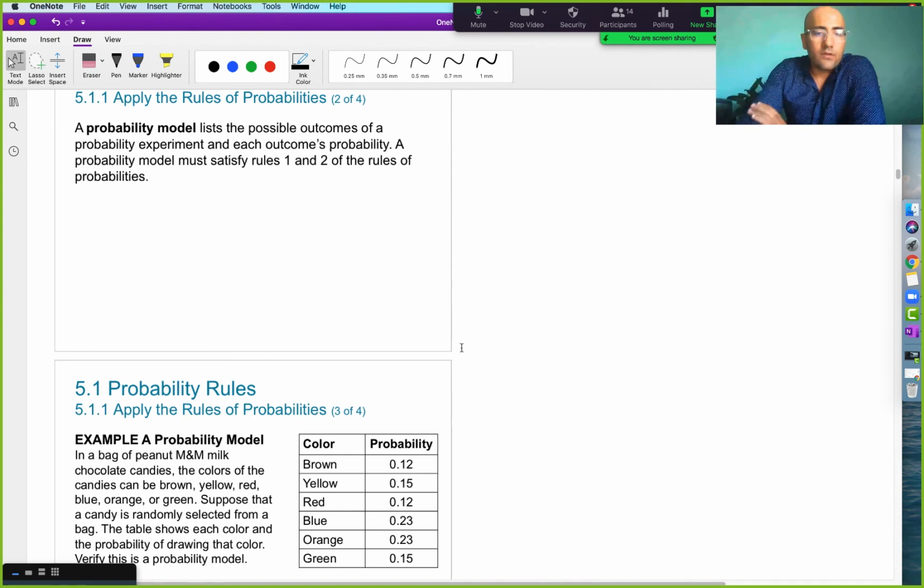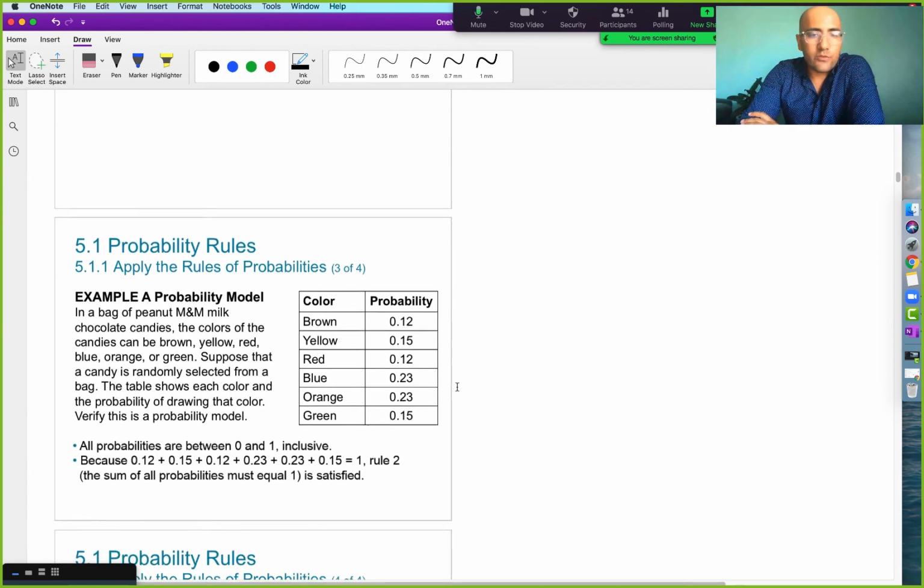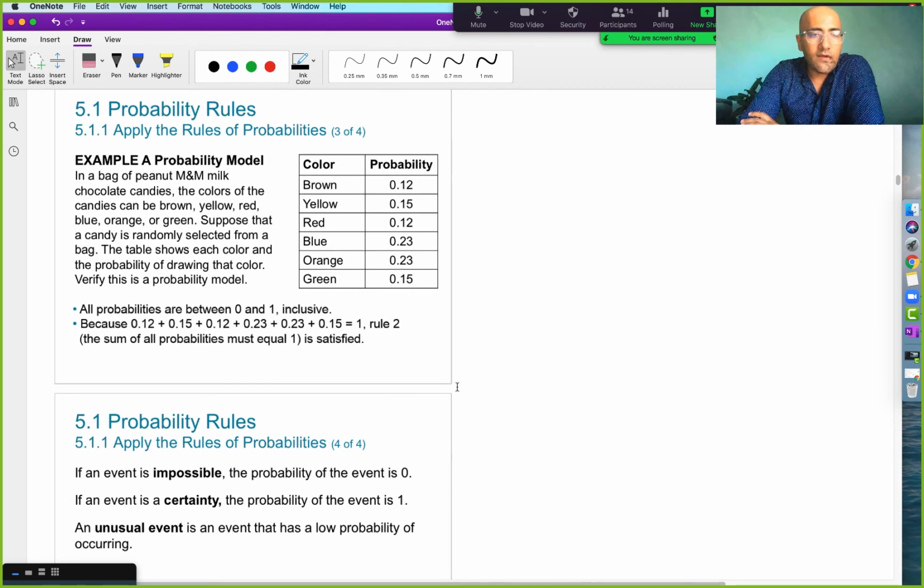Good. So here's a quick example. We'll do this one and we'll stop for the day. A probability model. So in a bag of peanut M&Ms, milk chocolate candies, the colors of the candies can be brown, yellow, red, blue, orange, or green. So here are all the possible colors in this M&M bag.